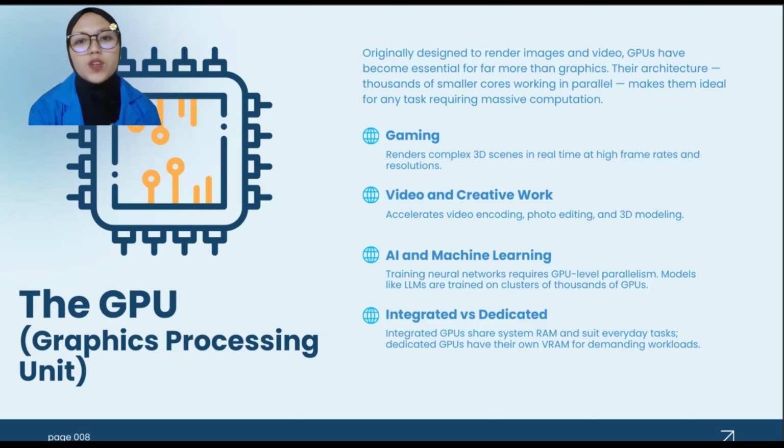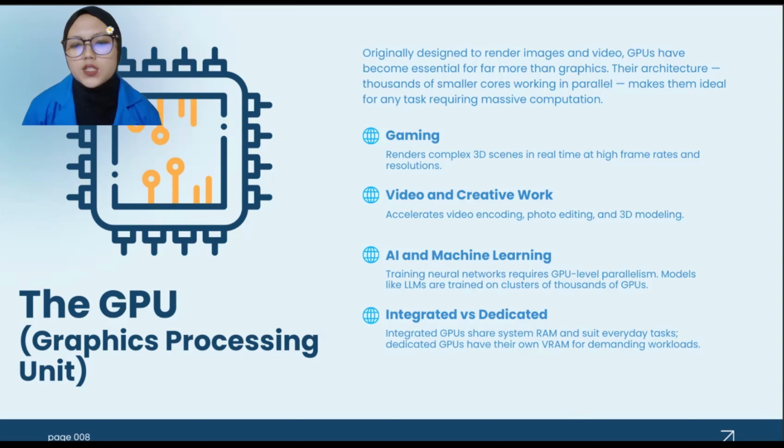Number 1, for gaming. Renders complex 3D scenes in real time at high frame rates and resolution. Number 2, for video and creative work. Accelerates video encoding, photo editing, and 3D modeling. Number 3, AI and machine learning. Training neural networks requires GPU-level parallelism. Models like LLMs are trained on clusters of thousands of GPUs.